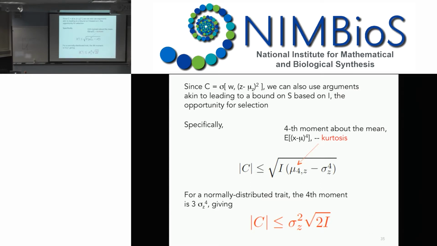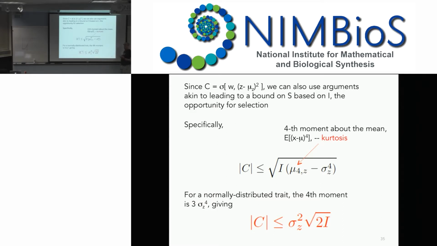You might recall that's called the kurtosis. The kurtosis basically tells you whether your tails fall off quicker or slower than a normal. For a normal, the kurtosis is given by 3 times the variance squared, or 3 sigma to the fourth. So if you assume normality and plug that in, this thing collapses to here. What that basically tells you is your absolute change in variance, standardized by that change in variance, is bounded above by twice the intensity of selection, the opportunity for selection.